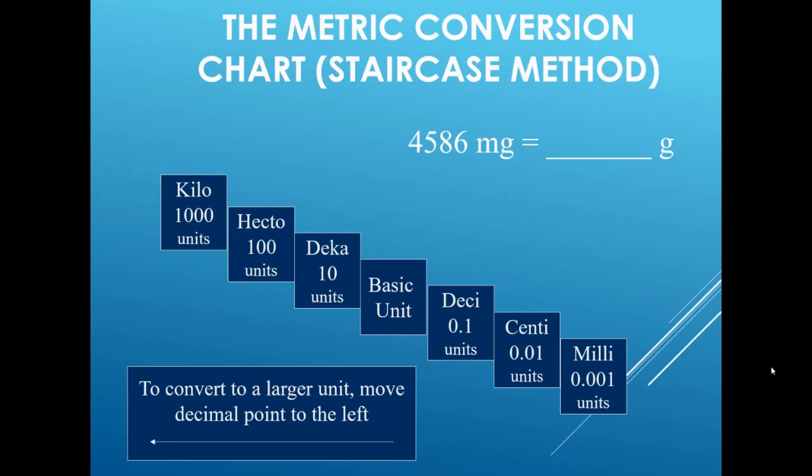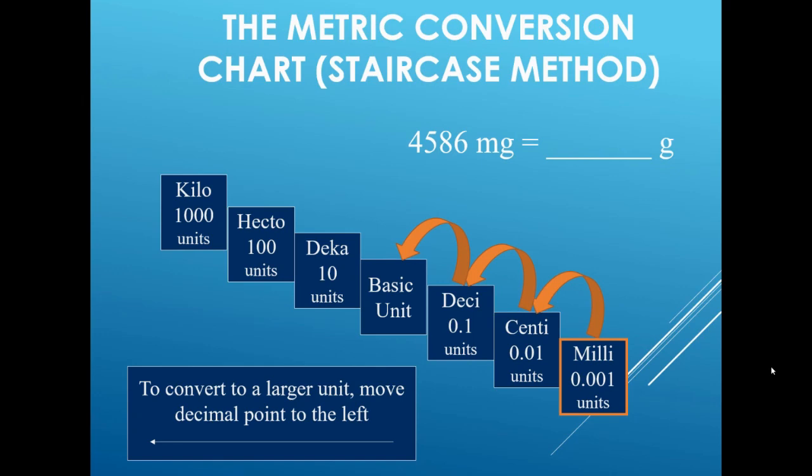What if we want to go from a smaller unit to a larger unit? Say we want to know how many grams there are in 4,586 milligrams. Where are we going to start? Our starting unit is milligrams, so that's our starting prefix on the staircase. We want to convert to grams, which is a base unit. To get from the milli prefix to the base unit, we are going to have to move through 3 prefixes, and the base unit is to the left of the milli prefix.